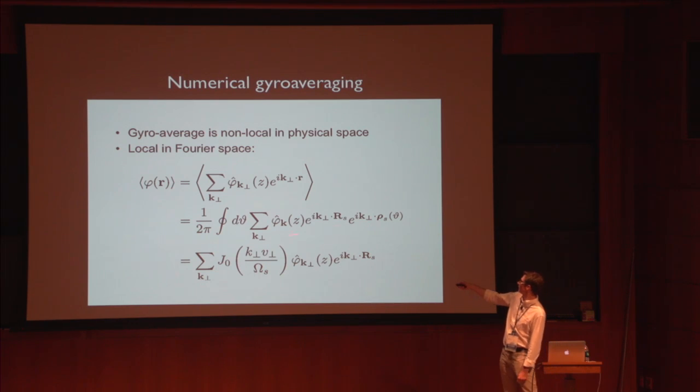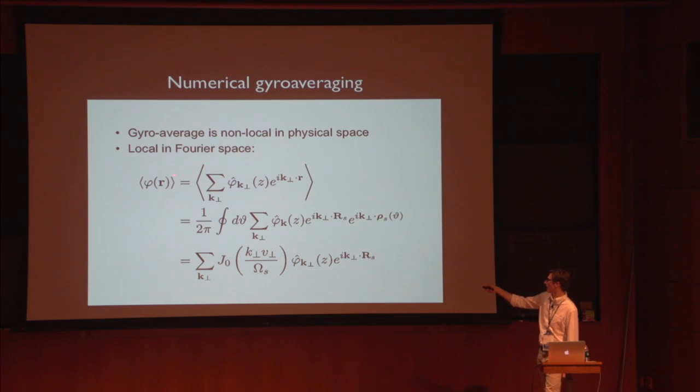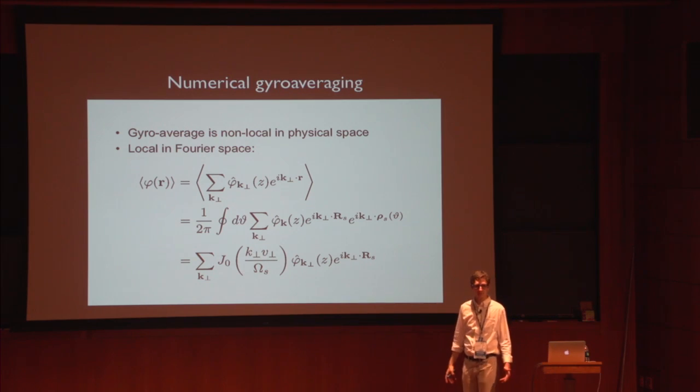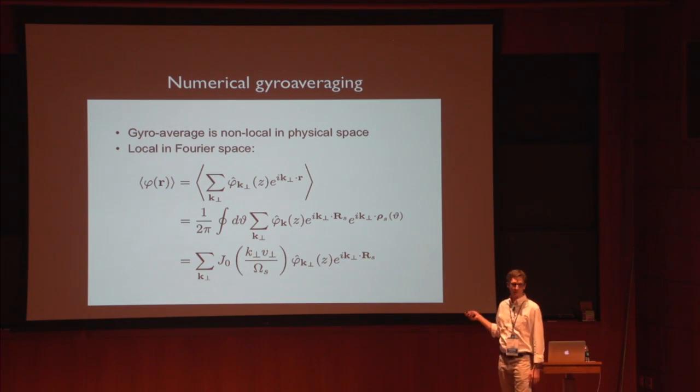Okay, it turns out that the integral over theta of e to the i k dot rho of theta is just a Bessel function. Okay, so this J naught is a Bessel function. This is the argument of that Bessel function. And so applying the gyro average only means that you have to multiply by some known function. Okay, so in k-space, this operation is much, much simpler than it is in real space.